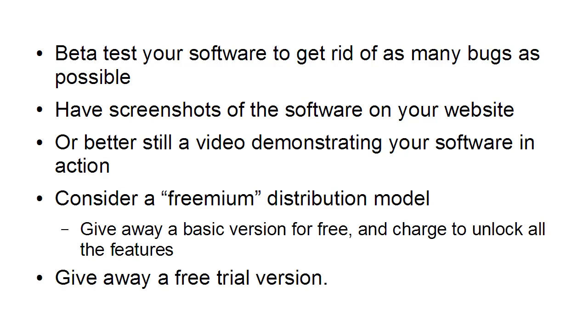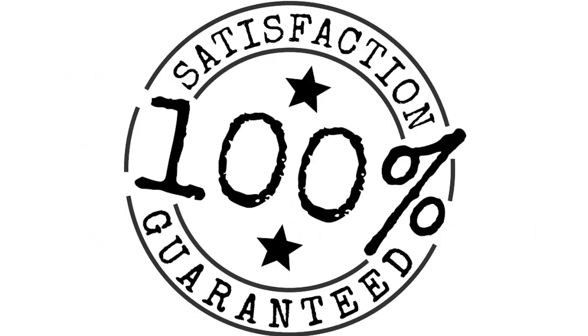Or alternatively, you could give away a free trial version. And these usually last for about 30 days. And after that, if the person who's got the free trial version wants to continue using it, then they have to pay you and you send them a code that unlocks it and it's all fully unrestricted. And of course, you should always stand behind your product 100% and offer a prompt and courteous refund if asked. So there you go. There's a short intro into selling software for fun and profit.